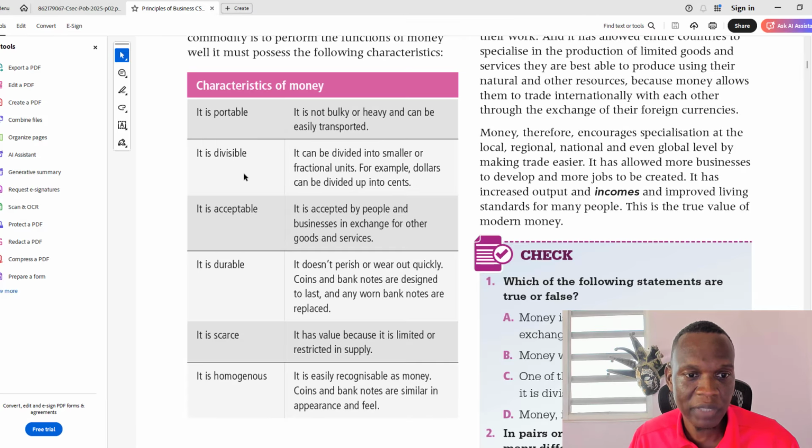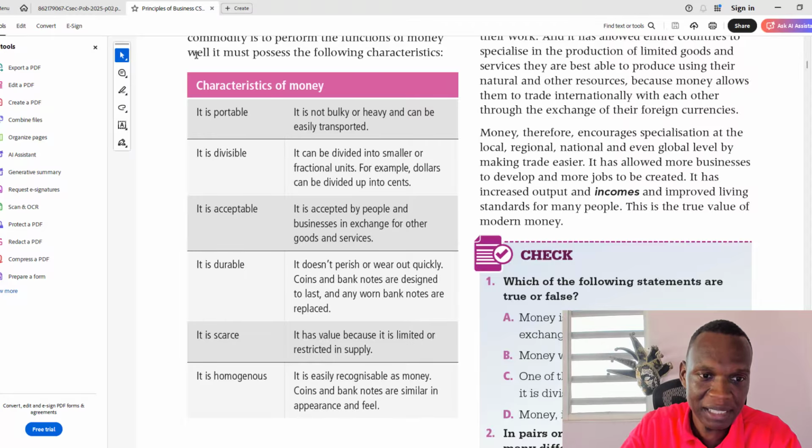It must be portable, divisible, acceptable, durable, scarce, and homogeneous, meaning all units are the same. So every $5 is the same. Scarce means you can't easily come by it. Money today is hard to come by in terms of it cannot be forged easily. You can't just print it. Durable, it must last, it doesn't wear out quickly. A lot of money today is made of plastic, so you can wash it and it still comes back good. Acceptable, people must say, okay, I agree, this is money.